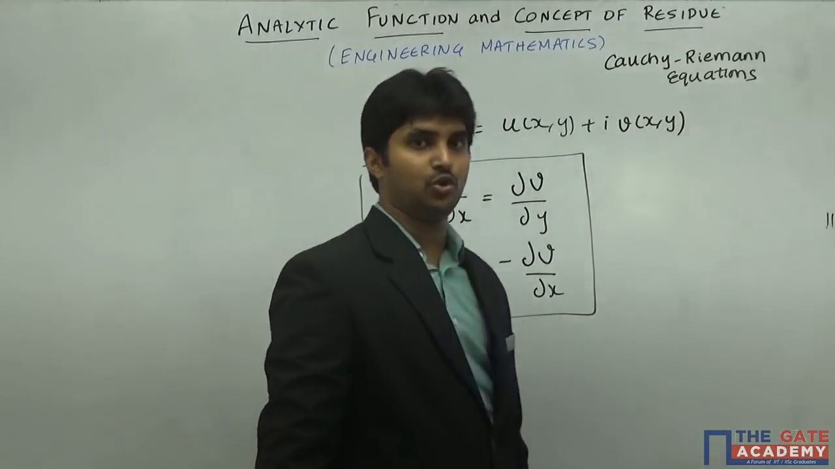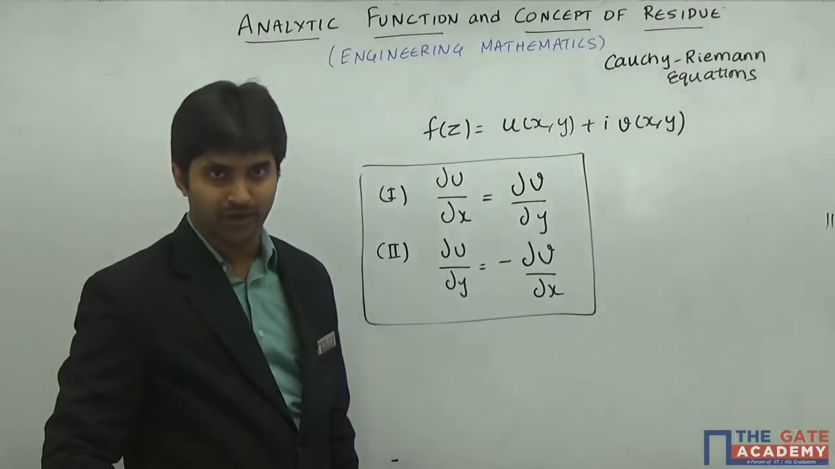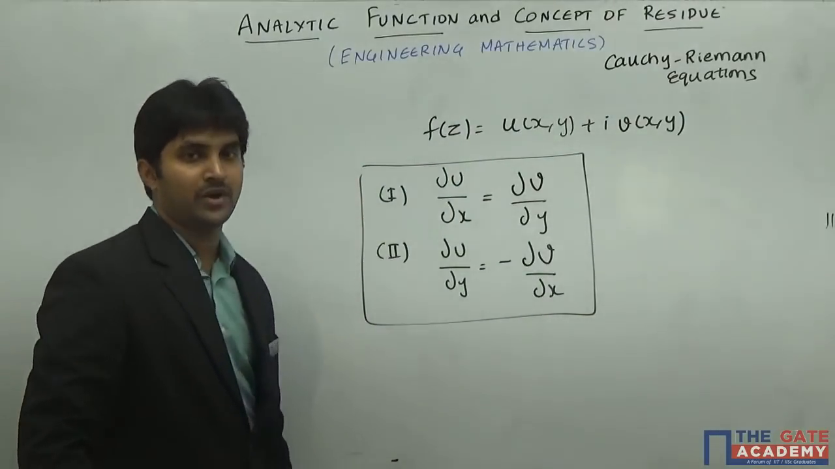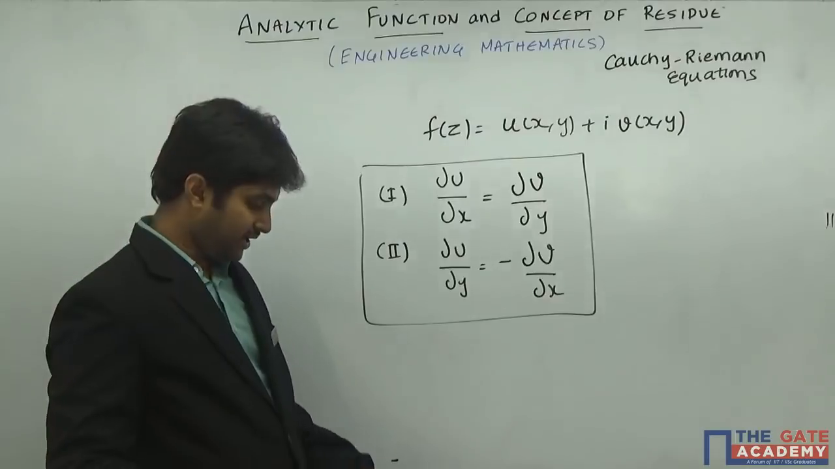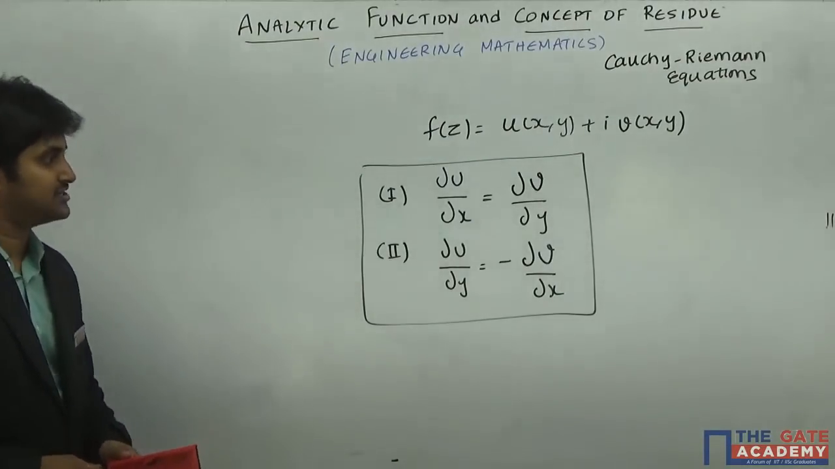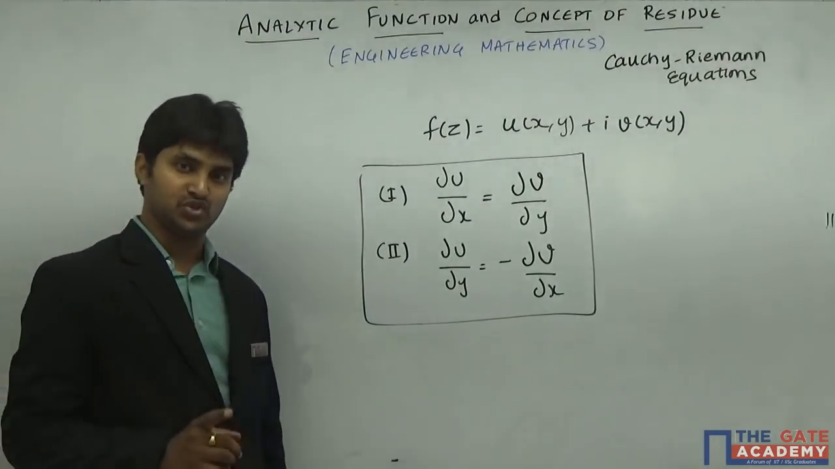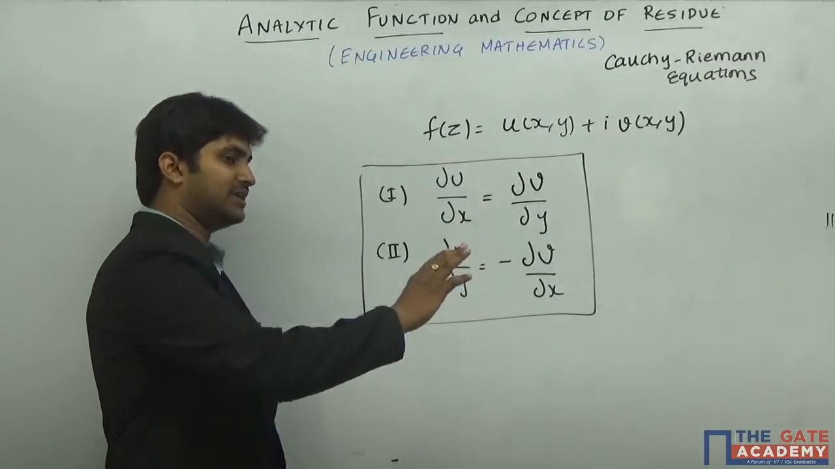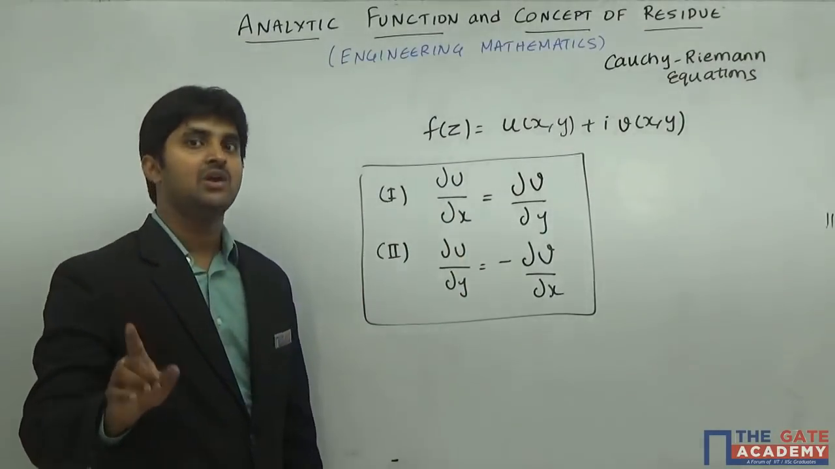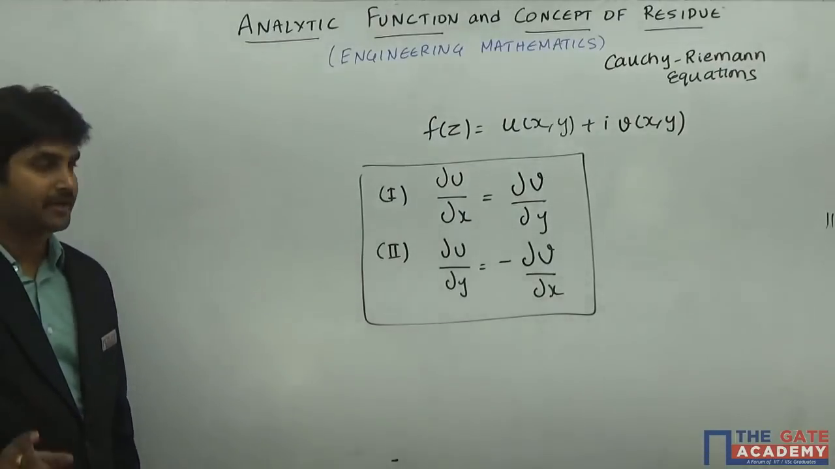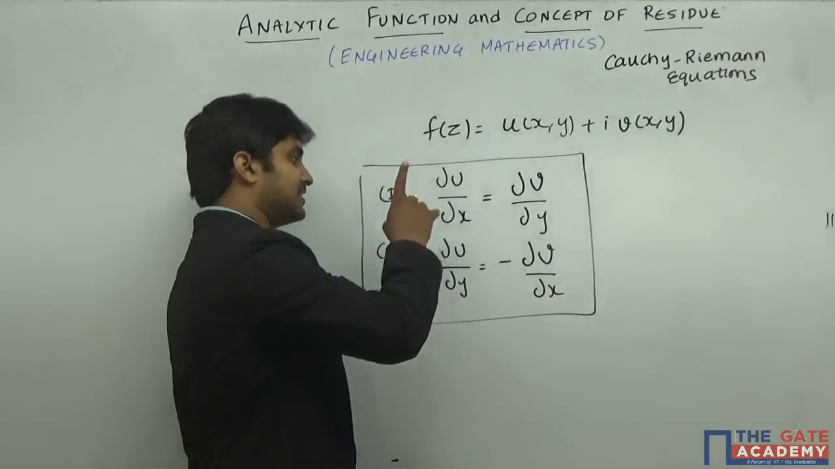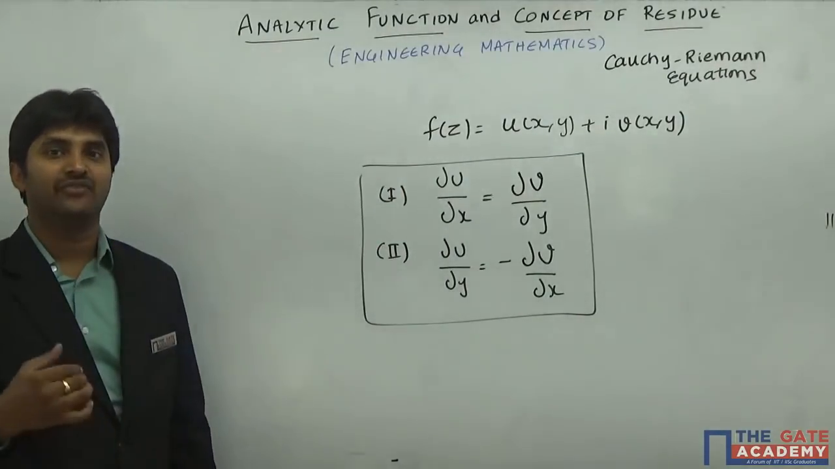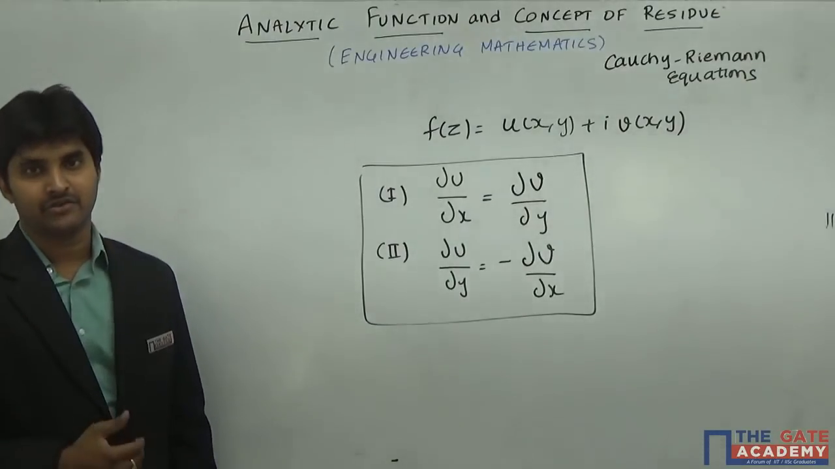The first one is that dou u by dou x is equal to dou v by dou y. The second one is dou u by dou y is equal to minus dou v by dou x. So these are the Cauchy-Riemann equations. If only one of them is satisfied, is that going to be called analytic? No. Both of them have to be satisfied. When these equations are satisfied, we say that the function is an analytic function.